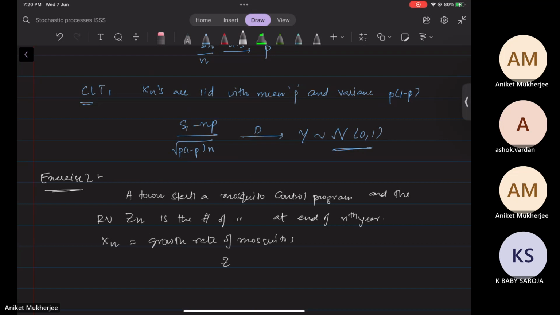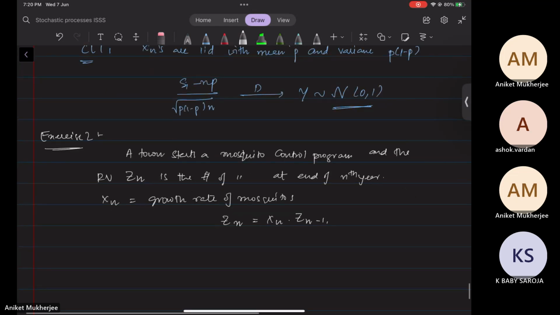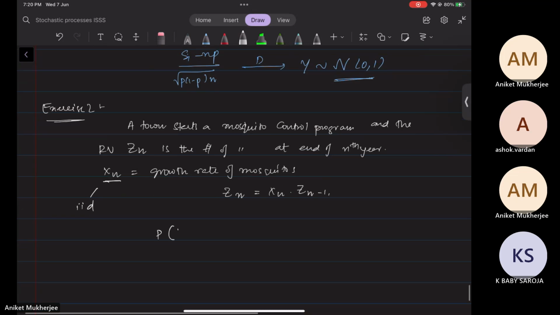So what it means is Zn equal to Xn into Zn minus 1. Assume that these Xn's are IID. With probability of Xn equal to 2 is equal to 1 by 2. Probability of Xn equal to half is equal to 1 by 4. Probability of Xn equal to 1 by 4 is equal to 1 by 4.